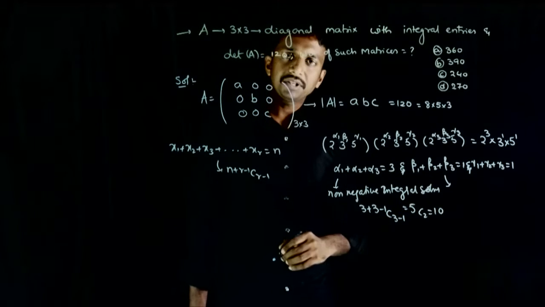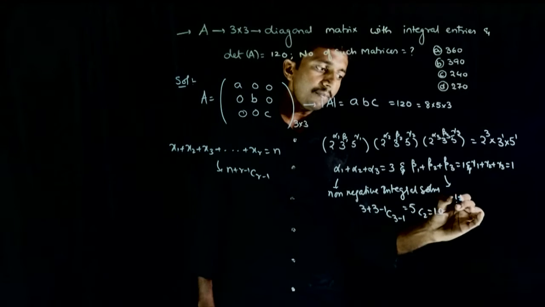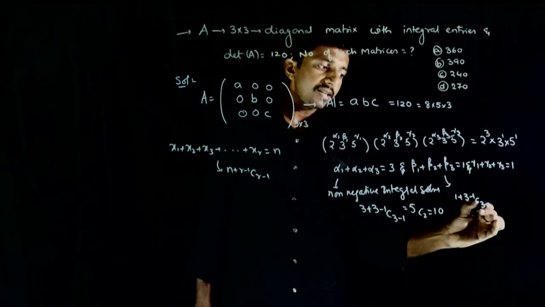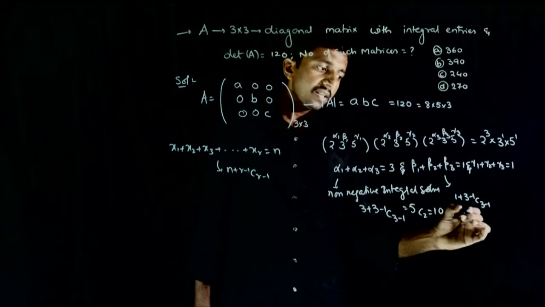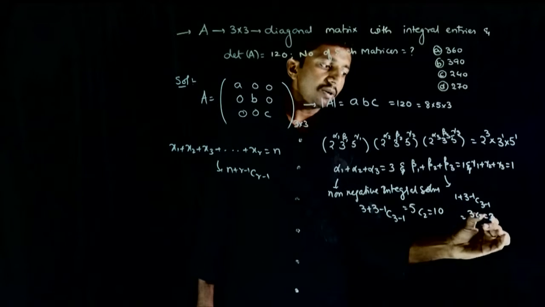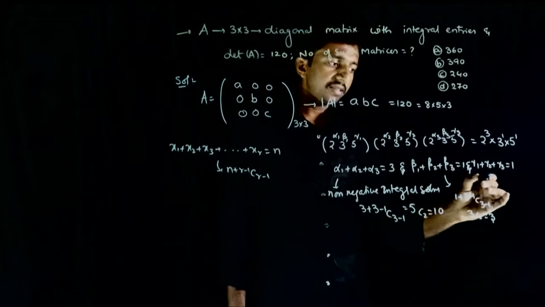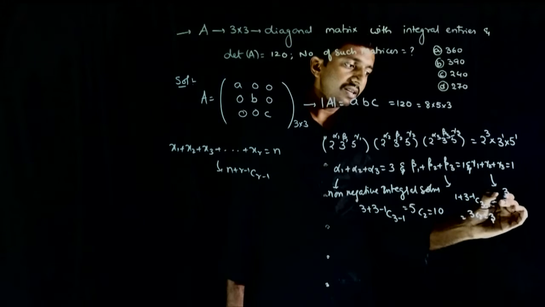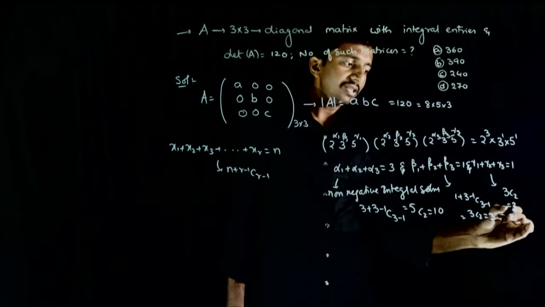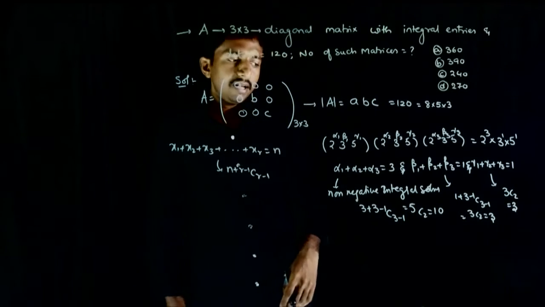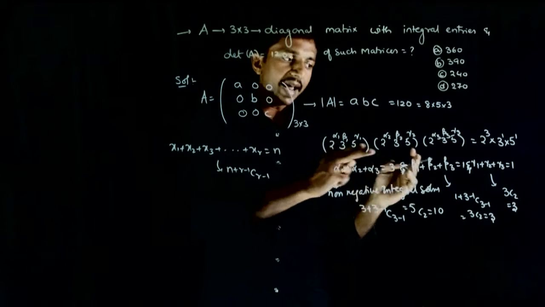Similarly, second equation, कितना solutions है? 1 plus 3 minus 1 C 3 minus 1. That is 3C2. That is 3 solutions. Second equation has 3 solutions. And the third equation also has 3C2. That is 3 solutions. So now I want this and this and this.